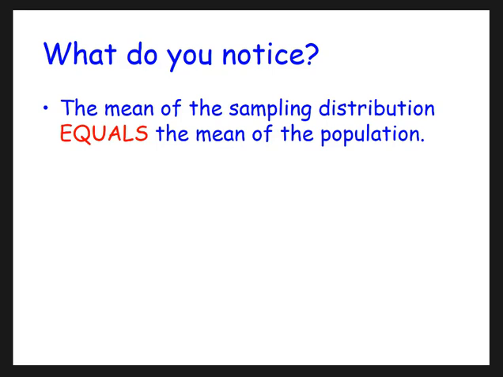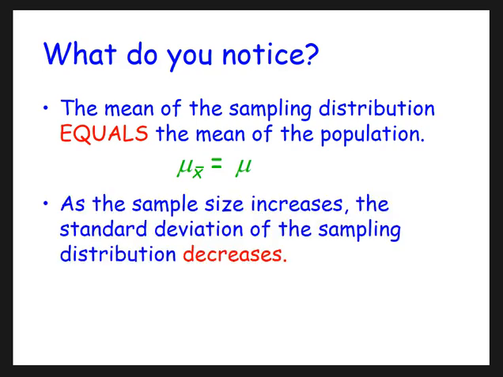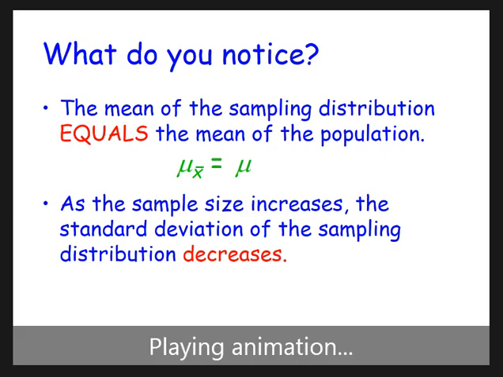So what did we notice? 1, the mean always equals the population mean. So the mean of the sampling distribution, or the mean of the sample means, always equals the population mean. The standard deviation of those sample means is always less than the population standard deviation. And as the sample size gets larger, that standard deviation of the sample means gets smaller.